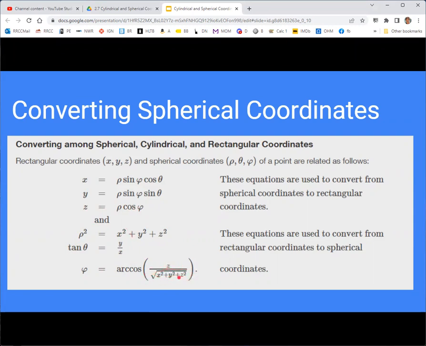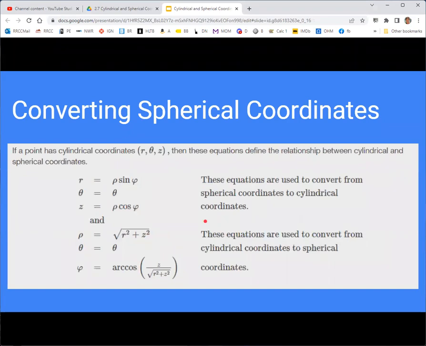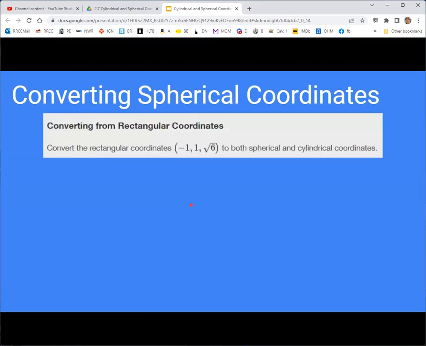you'd have phi is inverse cosine of z over rho, and they've replaced rho with the square root of the sum of the squares from this one, so that you just use x, y, and z. But this is just inverse cosine of z over rho. If you want to go between cylindrical and spherical directly, you can, though most people just go to rectangular. It's kind of a middle step rather than remembering these, but you could if you remember those relationships there.